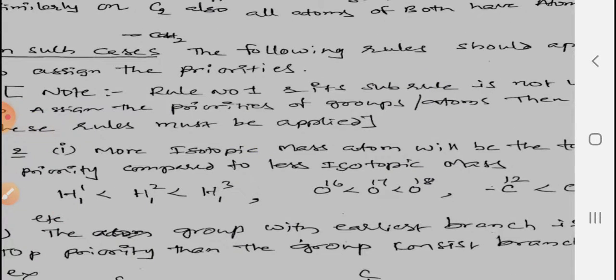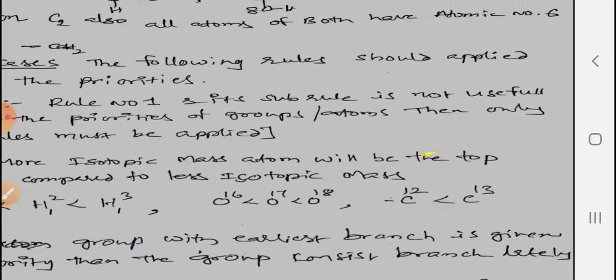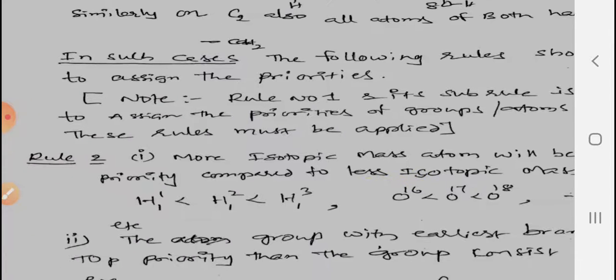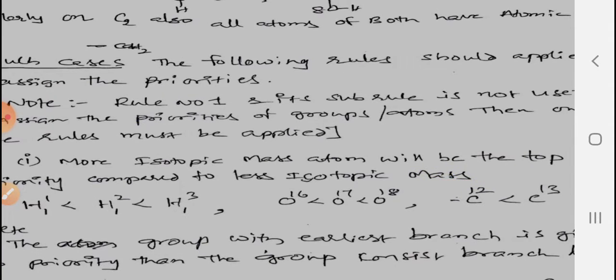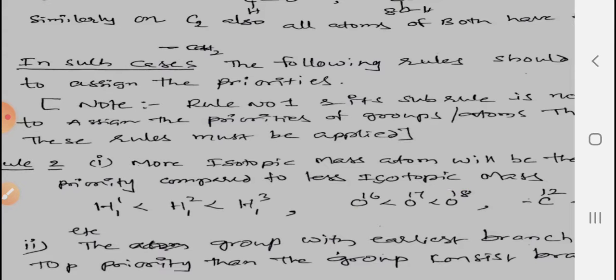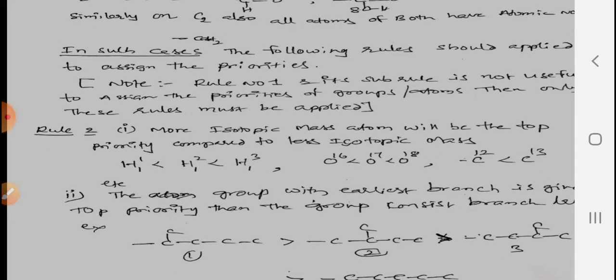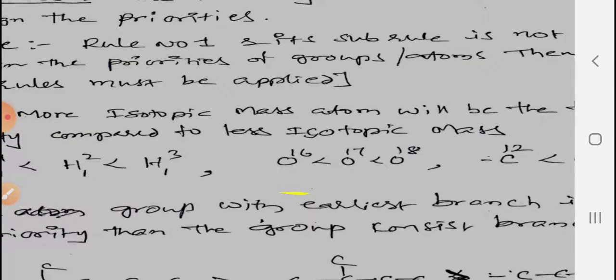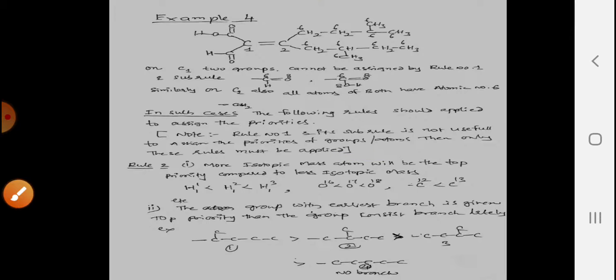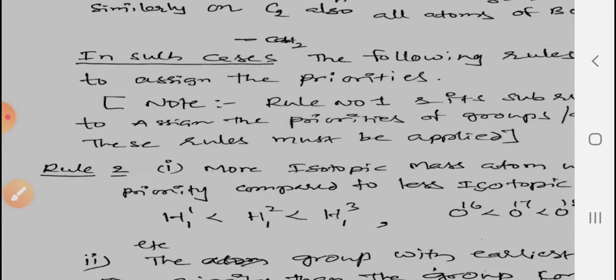Note that rule number 1 and its subrule are not useful to assign the priorities of the groups or atoms, then only these rules must be applied. Rule number 1: the isotopic mass which is more is given more priority when compared to the isotopic mass which is less. For example, hydrogen has two isotopes. The priority order is like this.